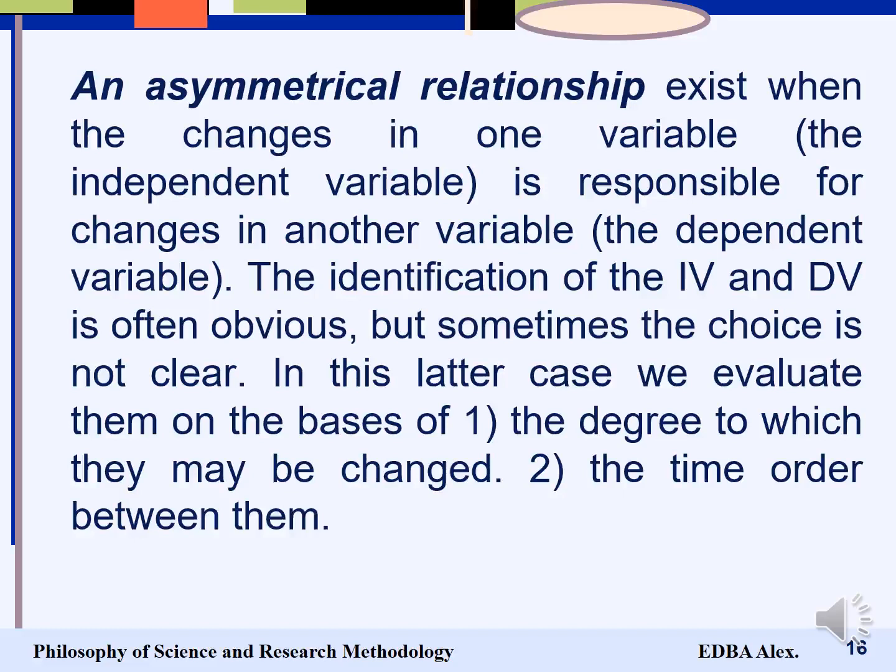Another example, what do you think? If we find a relationship between personality trait and the behavior, which one is the independent variable and which one is the dependent variable? The personality trait is relatively stable. Behavior is changeable. It means the personality traits affect the individual behavior, but not vice versa. This is called the asymmetrical relationship.